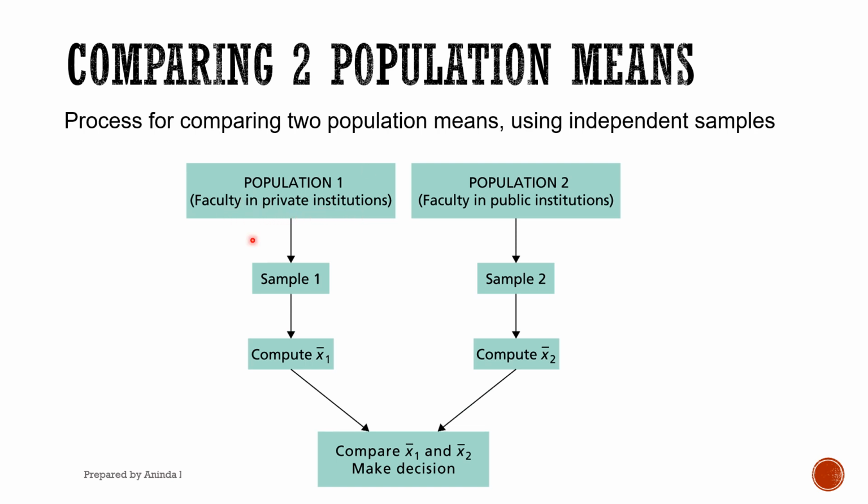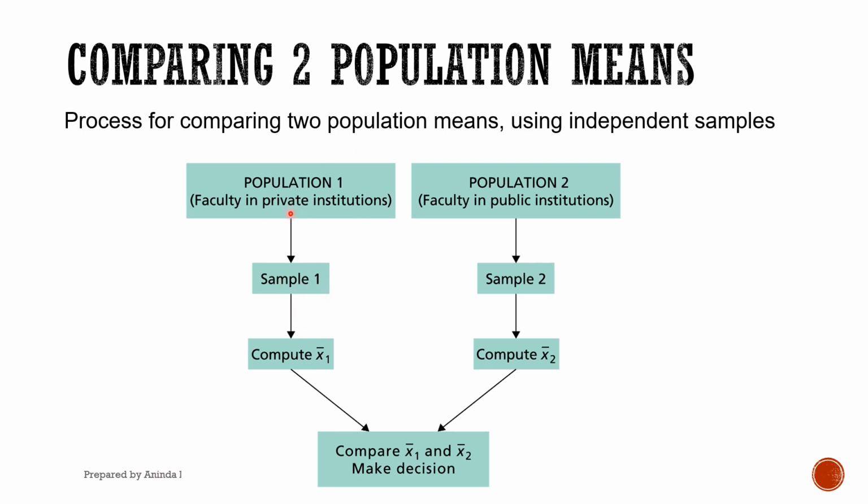So we have to make that very clear that we are going to put all private institutions under population 1 and all public institutions going to represent population 2. And then from each of these populations, we are going to draw samples. Again, they are independent. The faculty in private institutions have nothing whatsoever to do with the faculty in public institutions. They don't even know who they are being compared to.